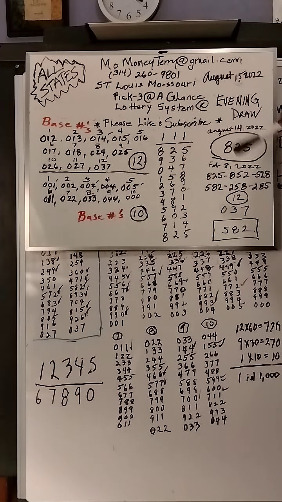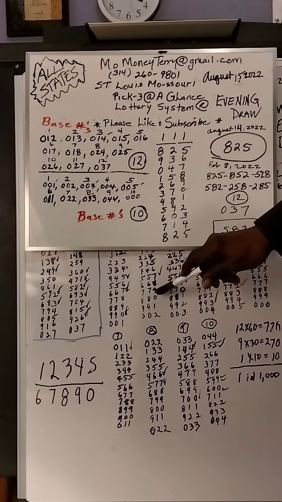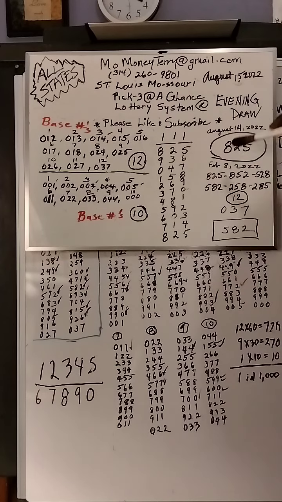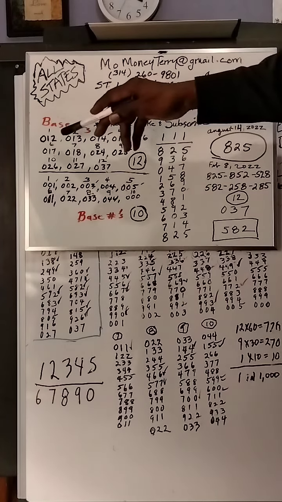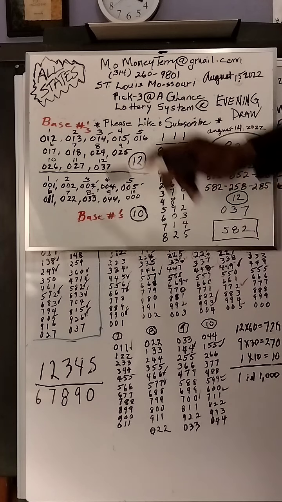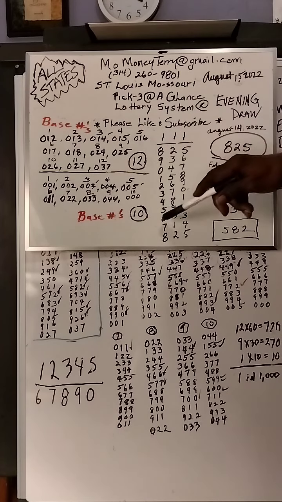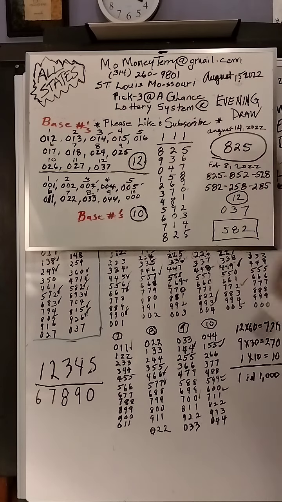All right? So now what you want to do is find out on the master sheet what column this 825 would be under. All right? So what it is, these are the numbers that make up these columns here on the master sheet. Then you've got 12 numbers here of straights and 10 numbers of the doubles. All right.